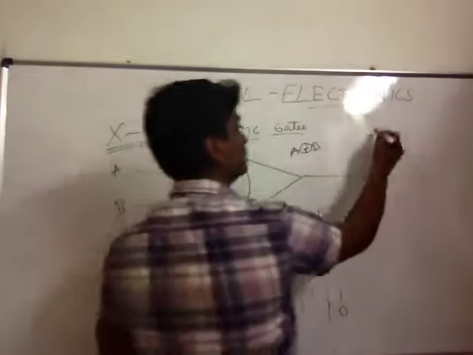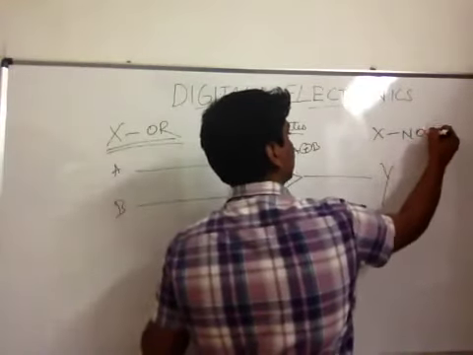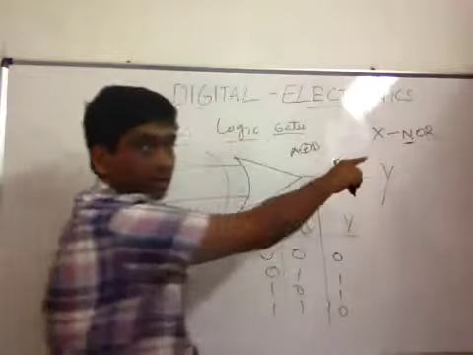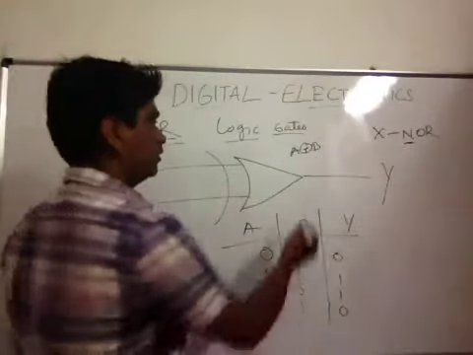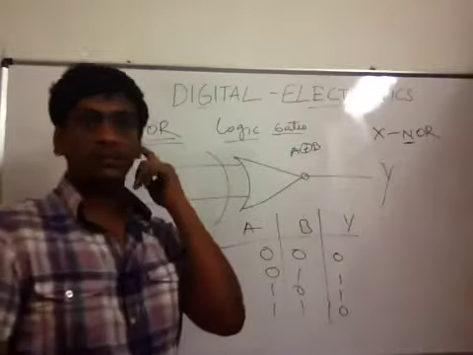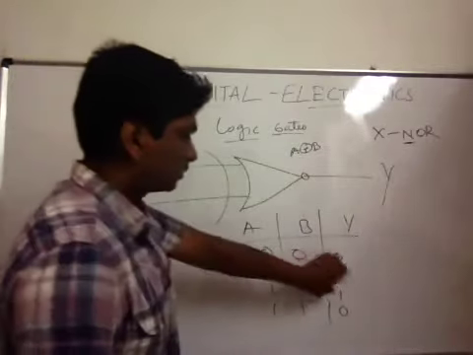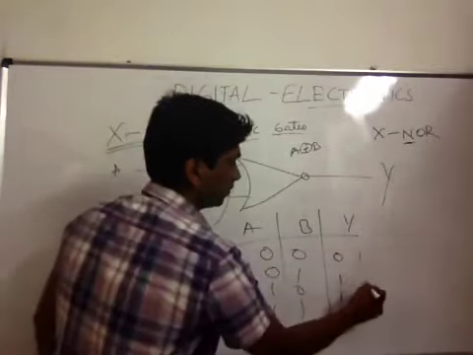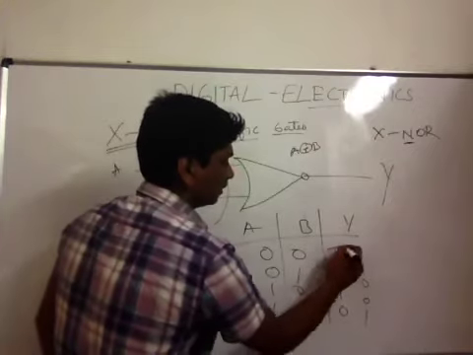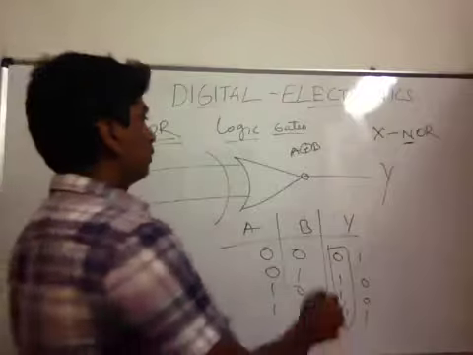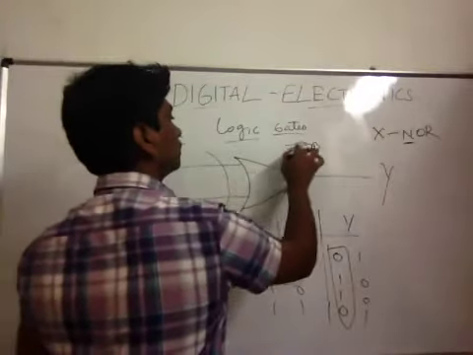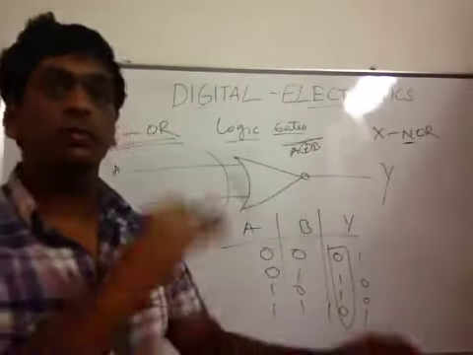XNOR, which is not XOR, you are simply adding a bubble there. So these Y values will become 1, 0, 0, 1. This will become the opposite. So for XNOR, this is the representation. You will put a complement above that.